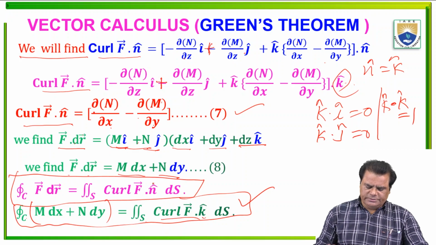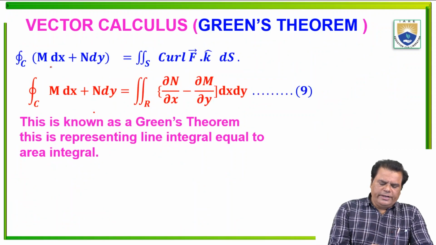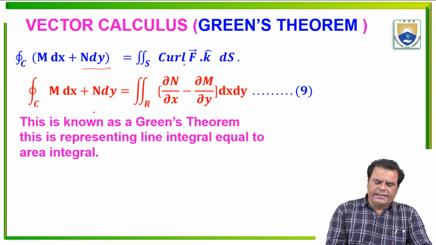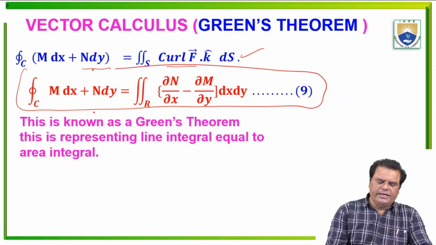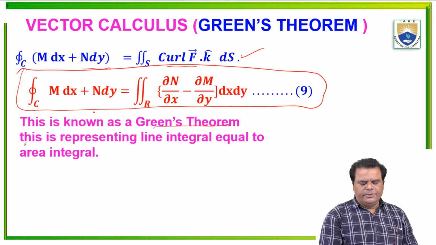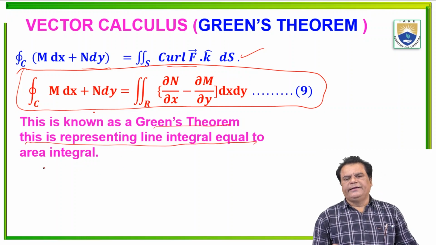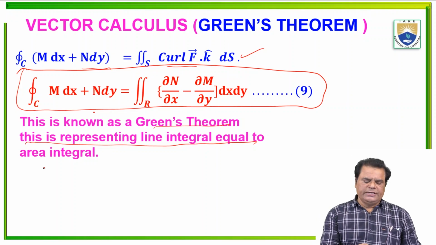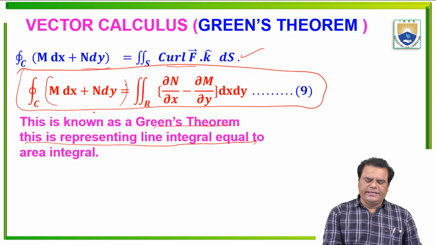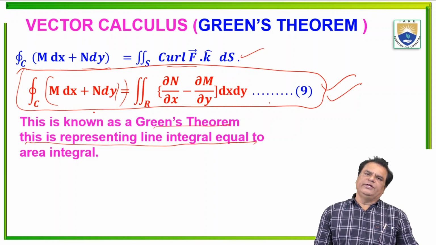Putting this value in this, we get the integral of m dx plus n dy equals the integral of curl F dot k ds. The final result is this. This formula is known as Green's formula, or Green's theorem. This represents the line integral equal to the area integral. This is the line integral and this is the area integral. This is the main formula of Green's theorem.